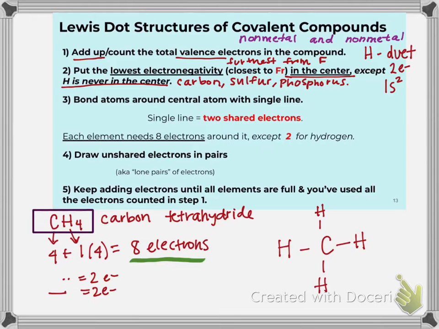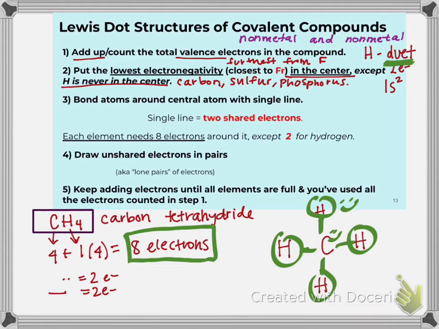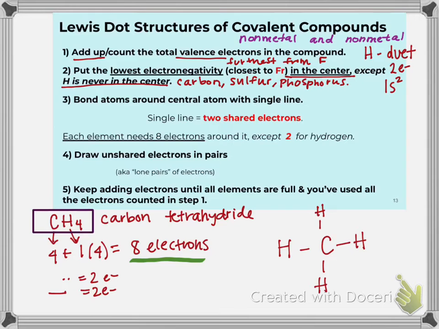Also, hydrogen only wanted a duet. It can only sustain 2 electrons. So that's represented here by these bonds. So hydrogen is happy and the carbon is happy, and they're abiding by how many electrons they should have. Therefore, you are done drawing the structure. This is your structure. Carbon tetrahydride will look like this, okay?